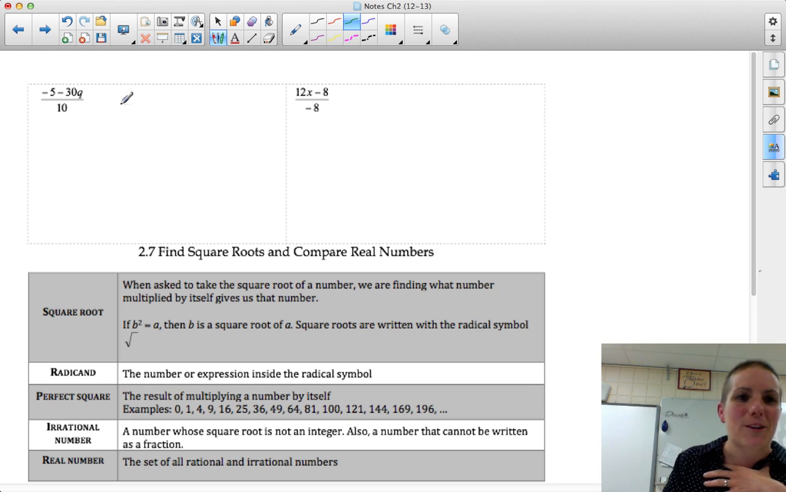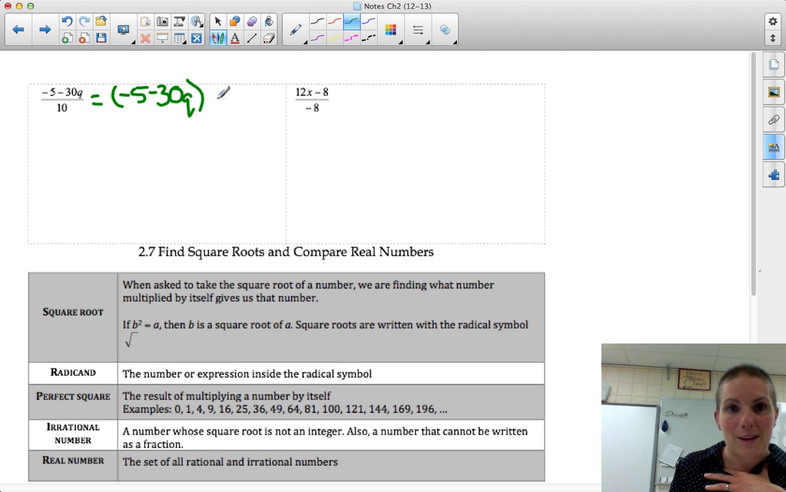Alright, let's try these problems together. The first piece that I'm going to notice, and again, depending on how you want to do these problems, you can either write it as a division, and write it as a multiplication by the reciprocal. So what we really have is equal to the quantity -5 minus 30q times 1/10. We don't really need that multiplication sign anymore, right? Divide by 10 is the same as multiply by the reciprocal. But if you want it, you can put it in there. I'm not going to complain.